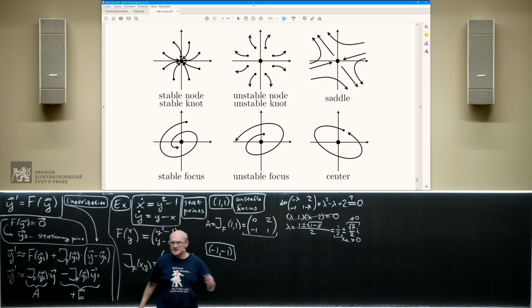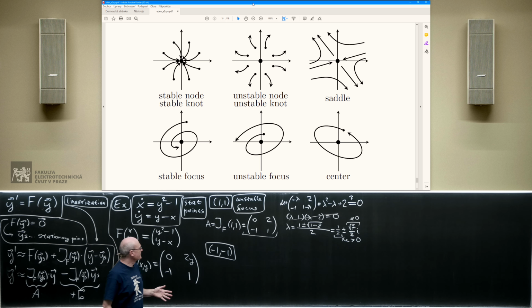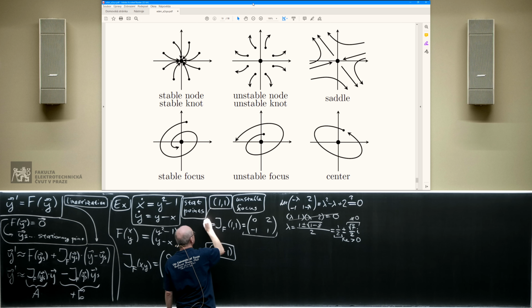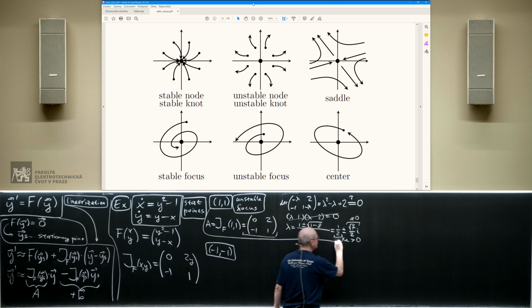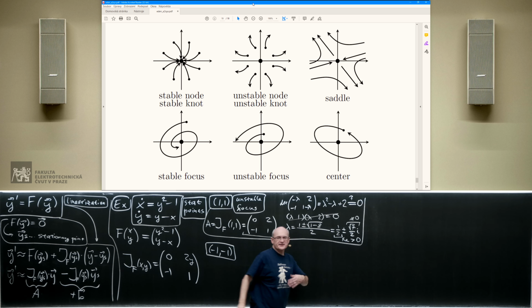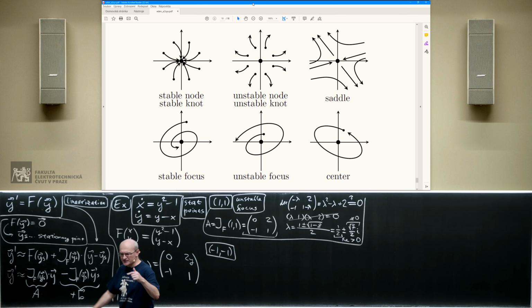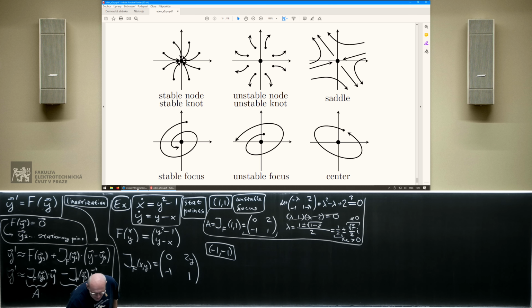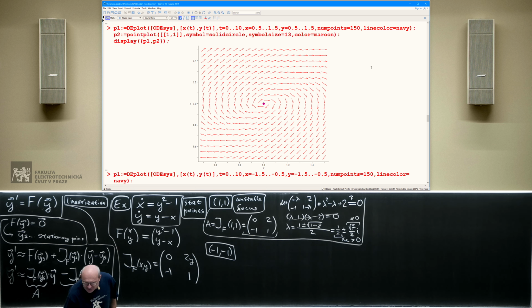And in fact, we guessed it before. That was our guess, but we were not sure. And now we can be sure, because the linearization confirmed it. Let's have a look at the picture. Let me recall how the situation looks around the point 1, 1. That's the picture that we had before.